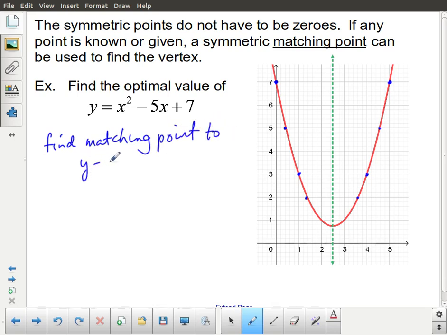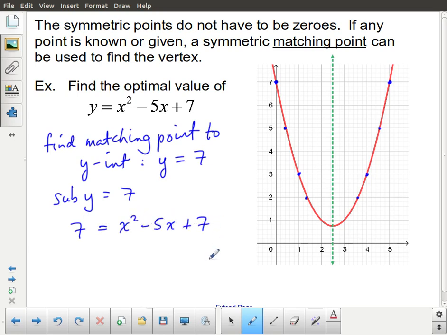to the y-intercept. And what is the y-intercept? That is y equals 7. The y-intercept is the c value when you're in standard form. So how do we find that matching point? Well, we know that other matching point has a y value of 7. So to find that, we're going to sub y equals 7. That gives us 7 equals x squared minus 5x plus 7. So what we're asking is, what values of x have a y value of 7?